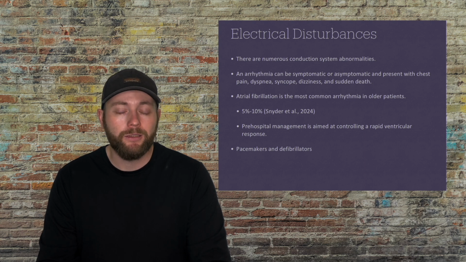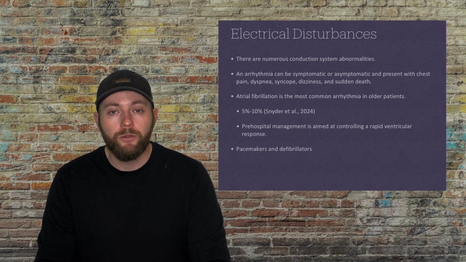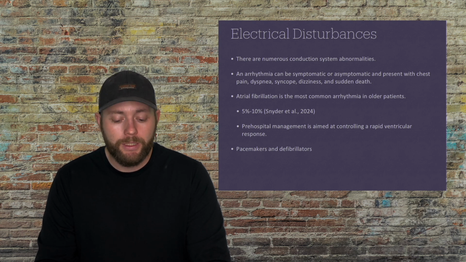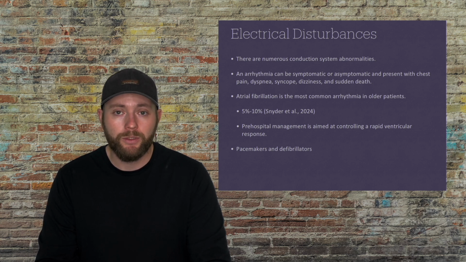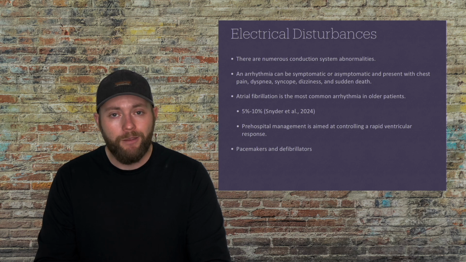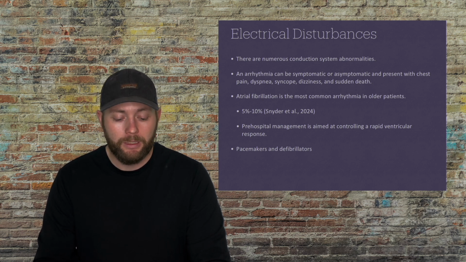Atrial fibrillation is the most common arrhythmia in older patients over the age of 65, with Snyder et al. reporting a 5 to 10% prevalence in this age group. Atrial fibrillation has numerous causes and can be preceded by a systemic illness such as pneumonia or caused by chronic conditions such as thyroid disease, poorly controlled COPD, kidney failure, among other causes. AFib is also a major contributor to stroke in older patients.